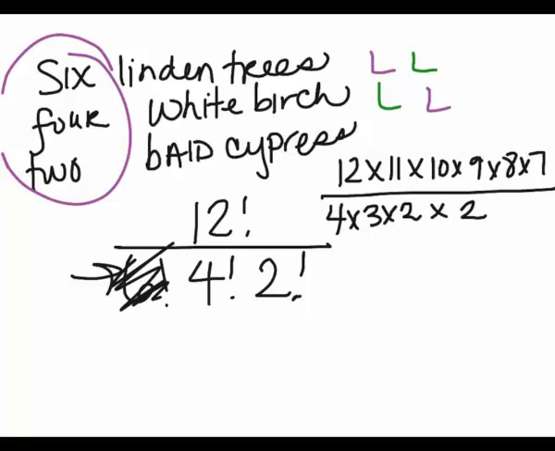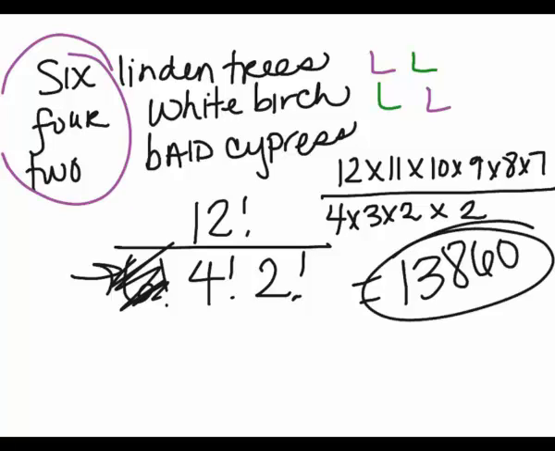Okay? And I get 13,860. 13,860 different permutations of trees that I could have on this fairway.